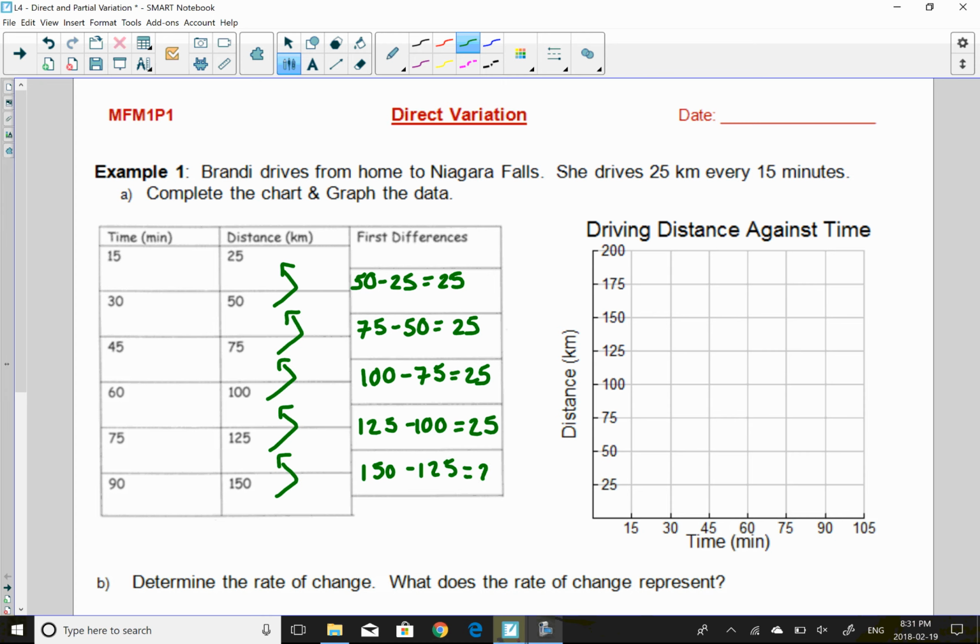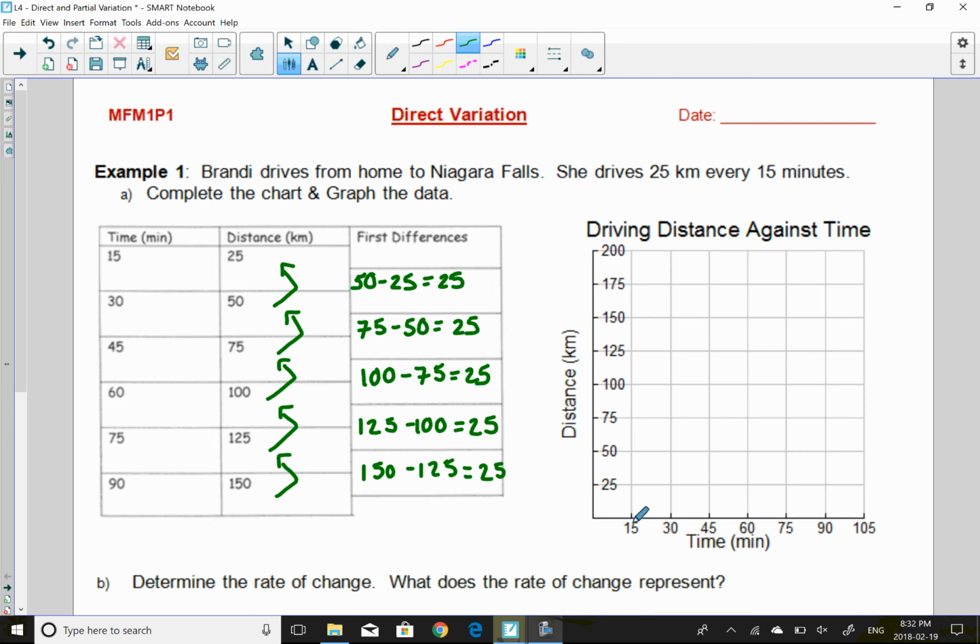So you'll notice all of them are 25. That we already know. When the first differences are the same, that means this is going to be a linear relationship, meaning it's going to graph in a nice straight line. So let's graph the points.